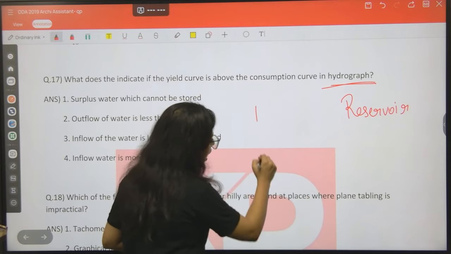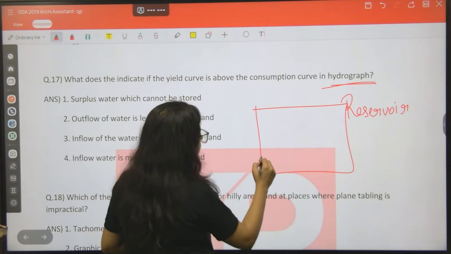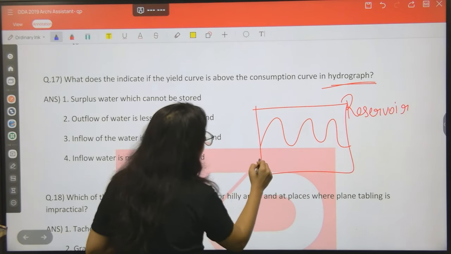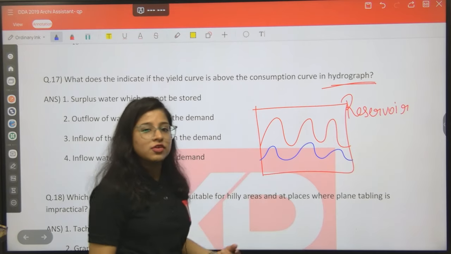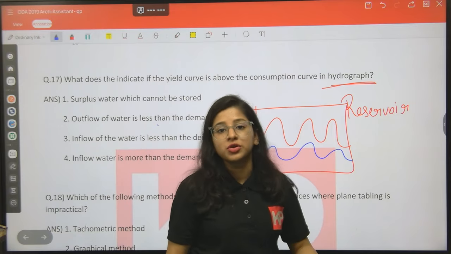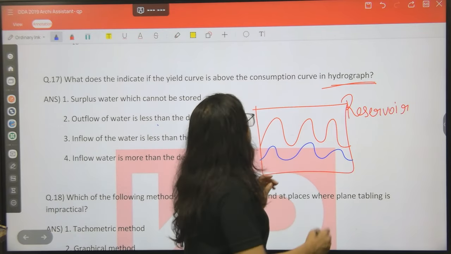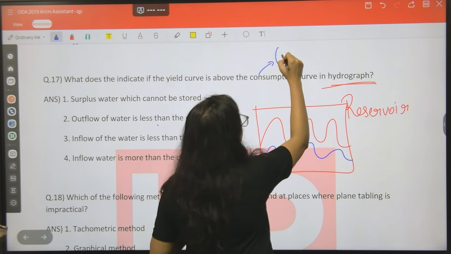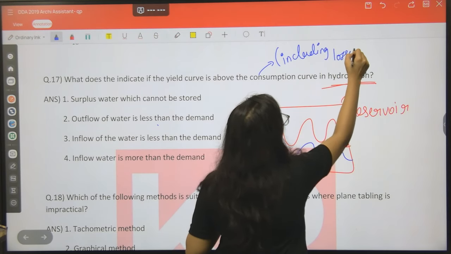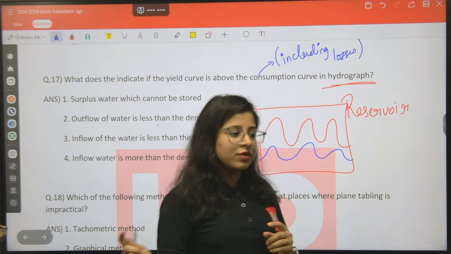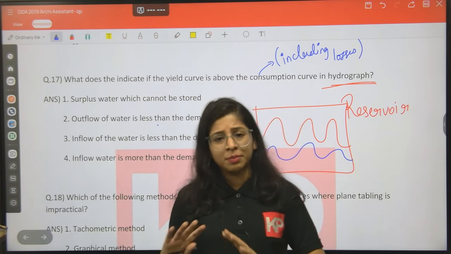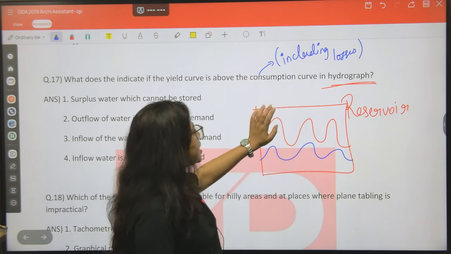Now, what is a hydrograph? In a hydrograph, let's say this is the yield curve, and this is the consumption curve, including the losses. Yield curve means how much water supply you are getting, and consumption curve means how much is being utilized or how much demand there is. And this consumption always includes losses, because whenever water is transported, it's not like no loss is happening. There might be some leakage, somewhere a pipe is broken. So including the losses, you have the consumption curve.